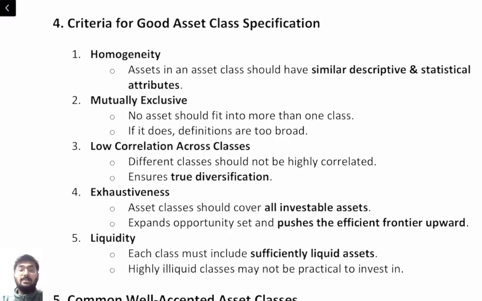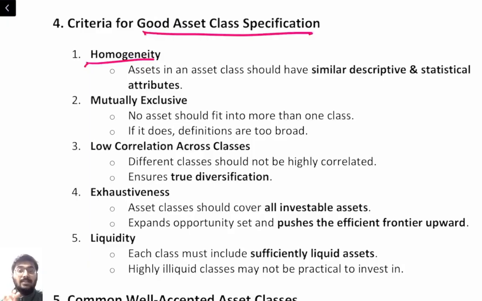Now, everyone says, sir, I want to invest my money in a good asset class. So what is the criterion by which I can say that yes, this particular asset class is best? The first one is homogeneity, similar description and statistical characteristics. Like what the asset is, their returns, their volatility, they are almost similar.